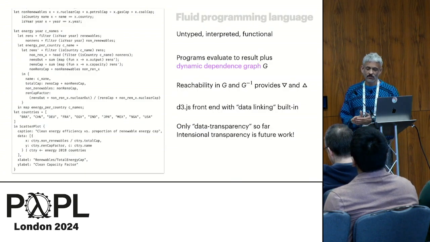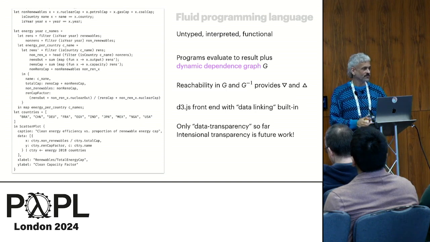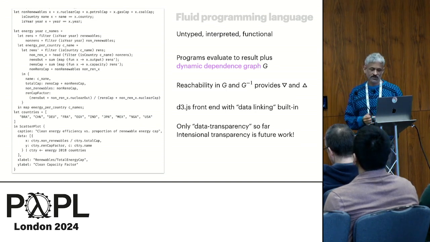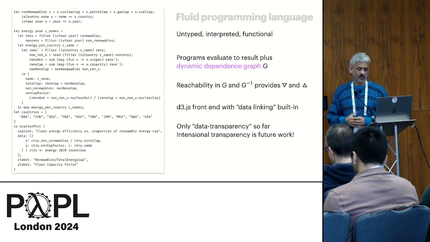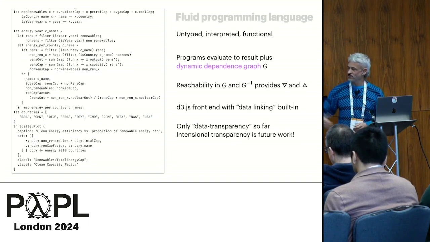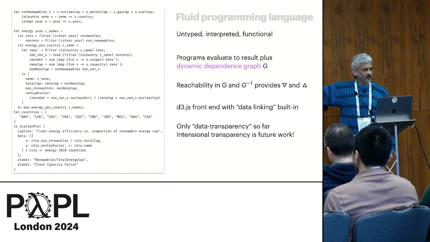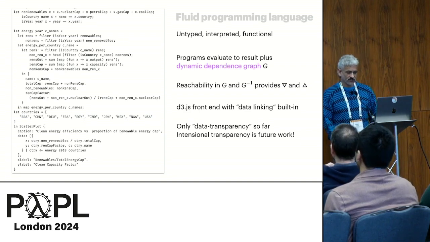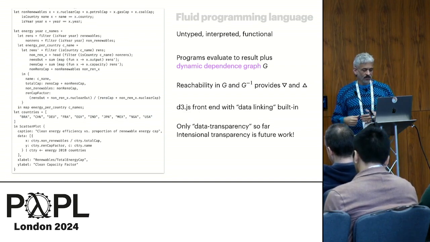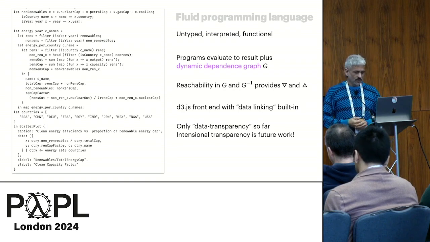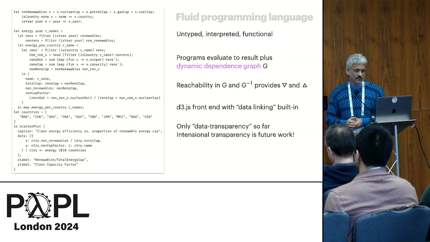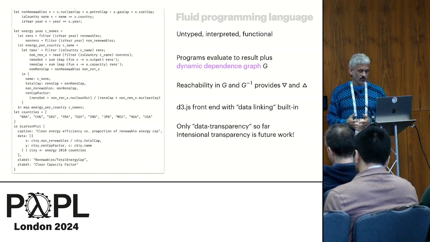This chart was implemented in Fluid, which is an untyped functional language with a fairly standard set of features. What distinguishes it from a traditional language is that programs evaluate not only to a result, but also to a dynamic dependence graph, capturing dependencies between inputs and outputs and intermediate values. We then use this graph to implement these demands and demanded by operators that I showed on the previous page. And we can then expose this metadata through a D3 front end that allows you to explore these relationships. We call this data transparency or extensional transparency. Once this current piece of work is complete, we plan to look at more intensional forms of transparency as well.